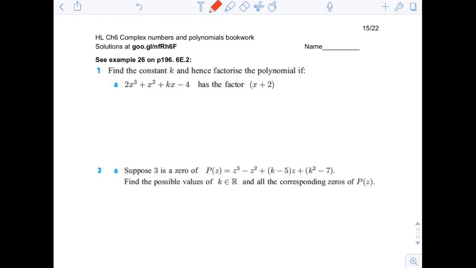Page 15 of complex numbers and polynomials. Number 1, find the constant k and hence factorize the polynomial 2x cubed plus x squared plus kx minus 4 if it has the factor x plus 2.